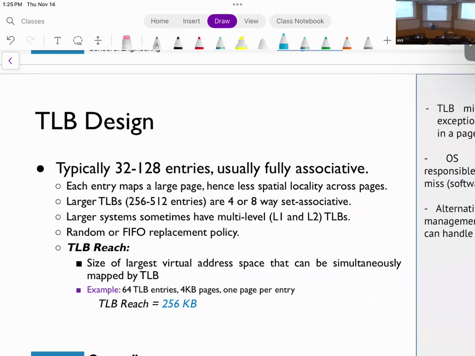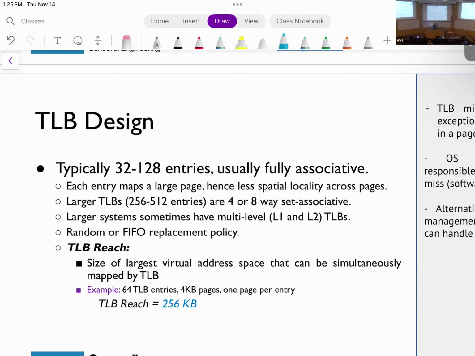There are also larger TLBs, and if you have larger TLBs, then you need to have a set associative design. So your TLB could be, for example, 4-way or 8-way set associative. You might even have multiple levels of TLB, similar to what you have for the caches. You can have a level 1 TLB and a level 2 TLB and all those tricks that you have for your cache. But the storage is significantly less.